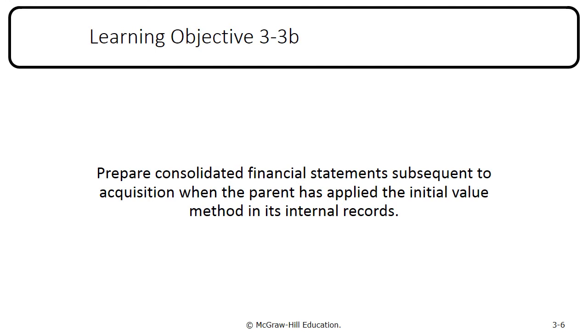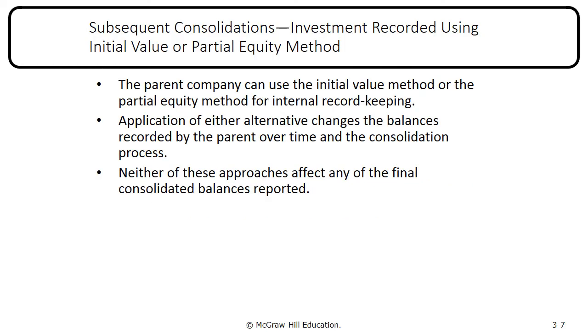Not all companies, though, keep track of their investment account under the equity method. Some use the initial value method or even the partial equity method. So, when a company uses the initial value method, what they're doing is recording their investment at purchase price, no net income of the subsidiary directly in the investment account. They're not recognizing it anywhere. And when there's a dividend they receive from the subsidiary, they include it in dividend income. They don't affect their investment account at all.